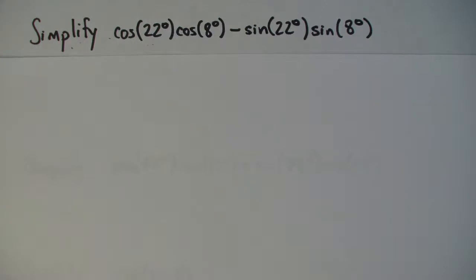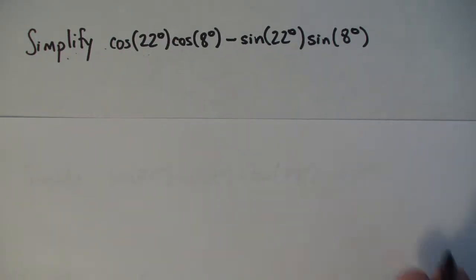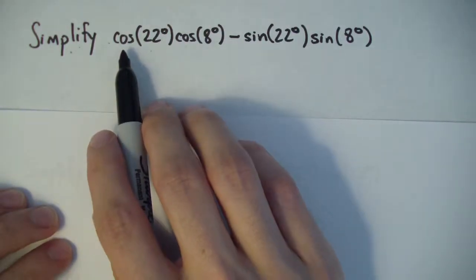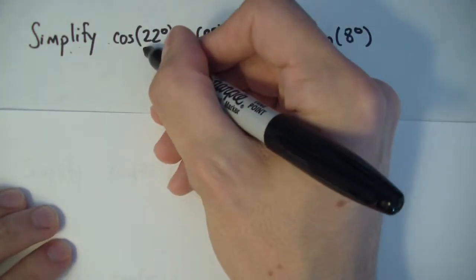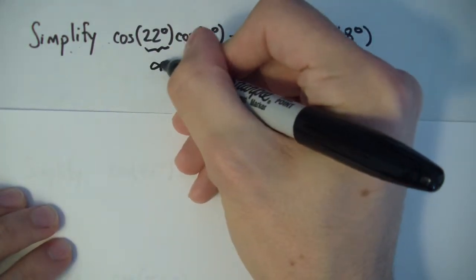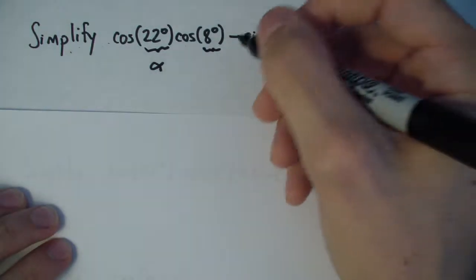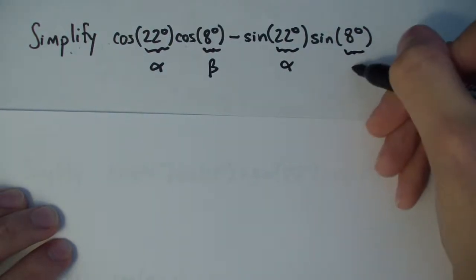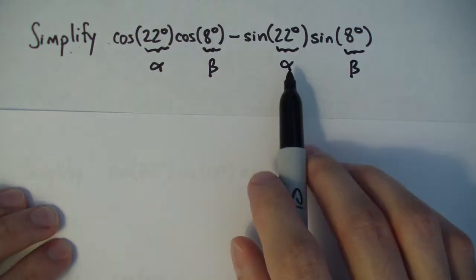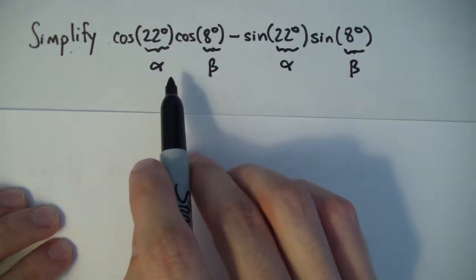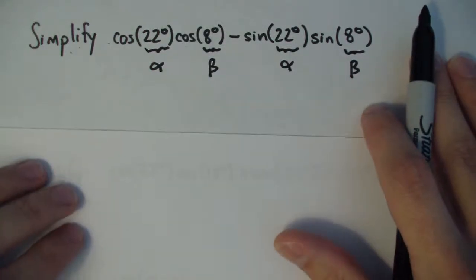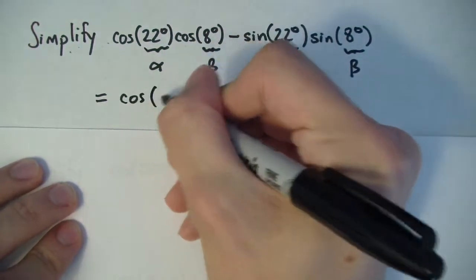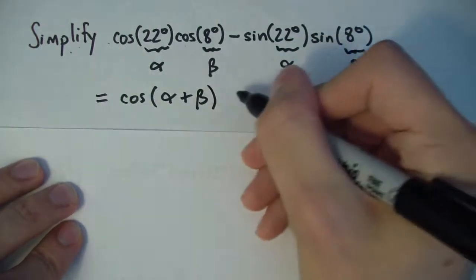But the thing to notice here is that this pattern is very familiar to our formula for the sum of two angles. So notice here that if we just relabel 22 degrees, if we think of that as alpha, and we think of 8 degrees as beta, well, then we have 22 degrees over here again, alpha, and 8 degrees is beta. This is exactly the pattern for cosine of alpha plus beta. So once we notice that, we realize that this is just equal to cosine of alpha plus beta.